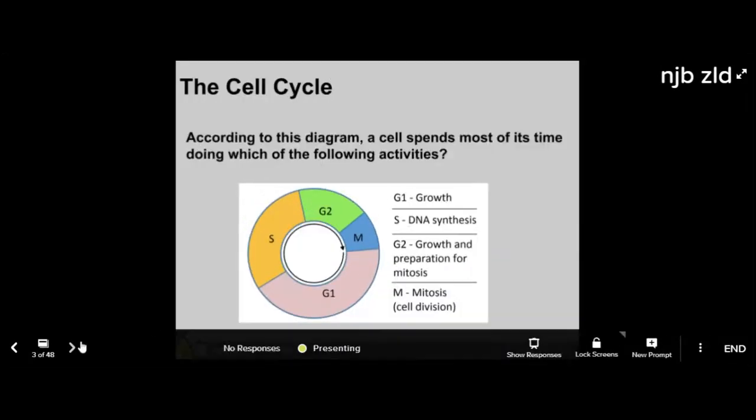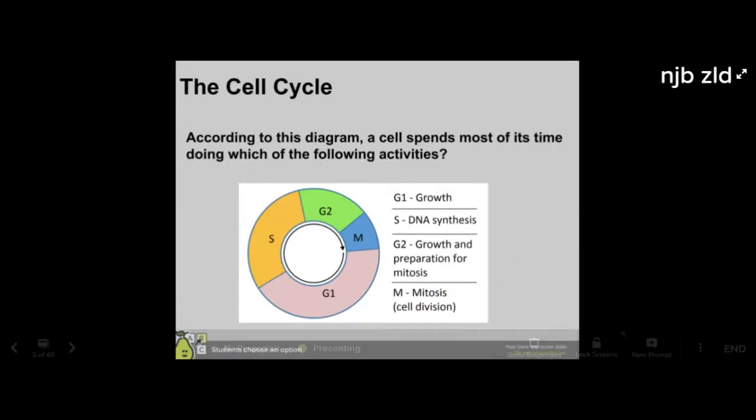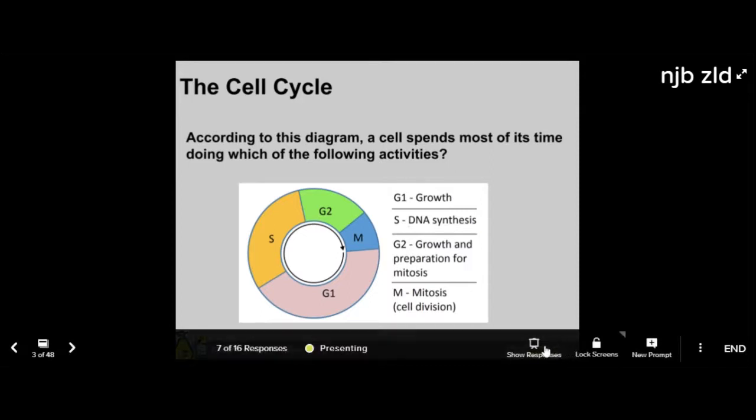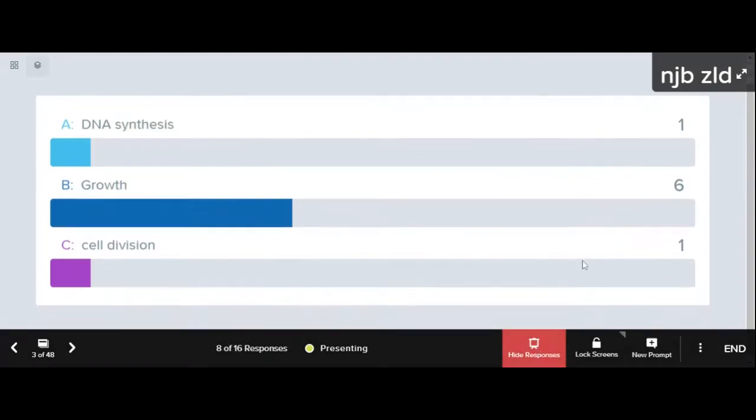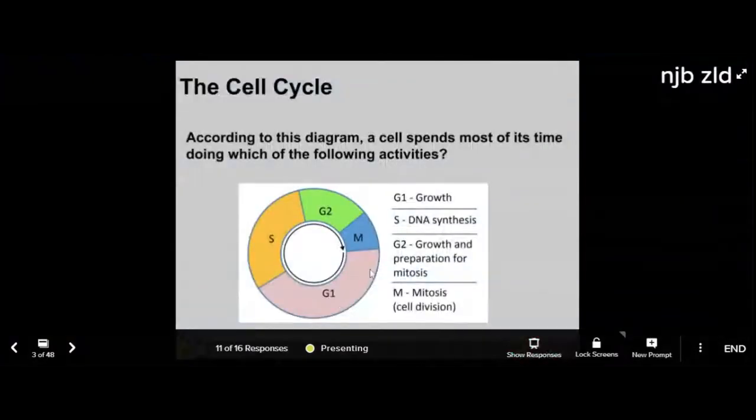But good job. So according to the diagram, cells spend most of their time doing which of the following activities? Based on this diagram. Yes, this one spends most of its time in the growth stage. If you look at it, the growth stage is the majority of this pie chart. Now, some others may change a little, and you're going to have to answer based on the chart and not based on what you know.